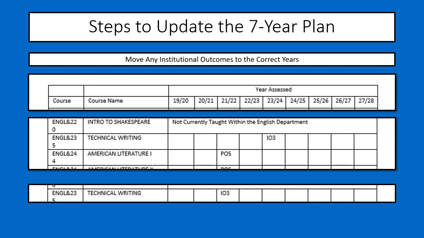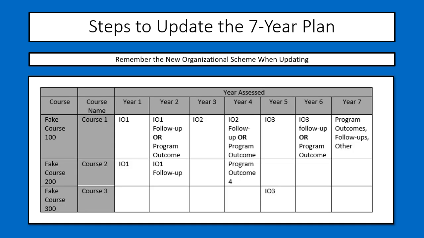So this upcoming year, we're going to do institutional outcome 3. So in the 21-22 spot, I would need to take IO3, and I would need to move that over and assess that this year for technical writing. So this is going to be a little bit confusing. Remember the new organizational scheme when updating, but also remember we can't go back in time. So we can't go back and change that we already did IO1 in 1920 or IO2 in 2021, and we're going to do IO3 in 2021, 2022. And so just keep that in mind.